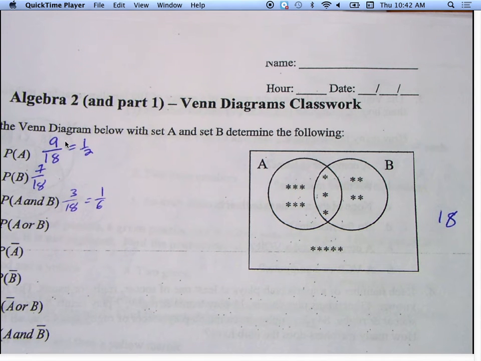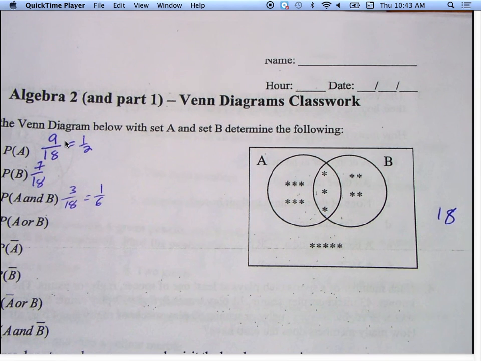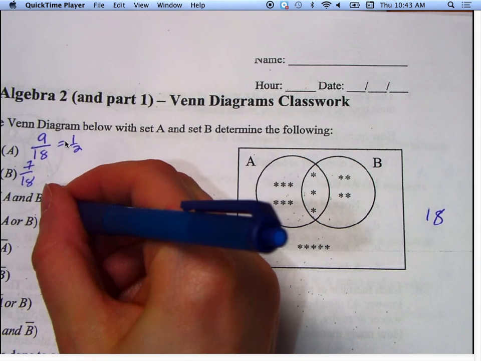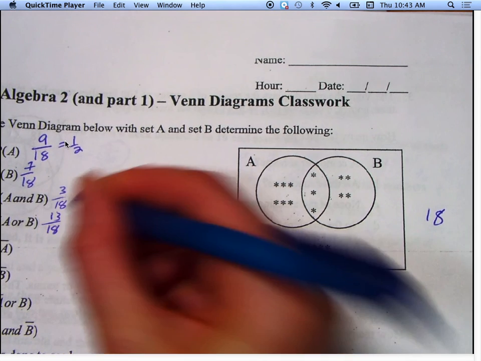13 out of 18. That's all of A and B in the union, but just not P. Right, it's everything but P, right? And how many of them are in P? 5. So 18 minus 5 is 13. Wait, go over it again. Okay.